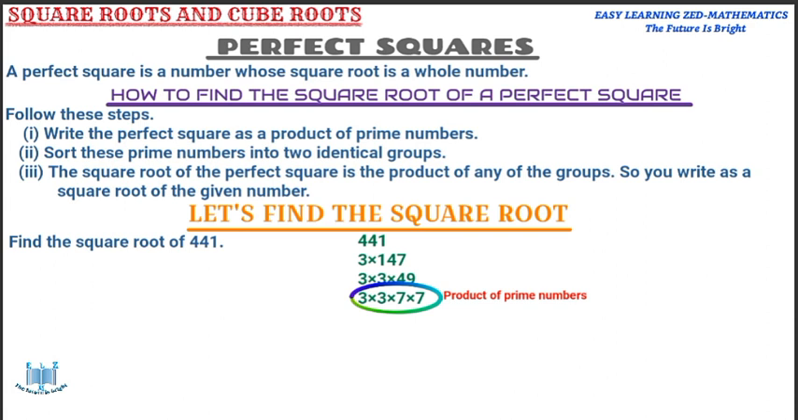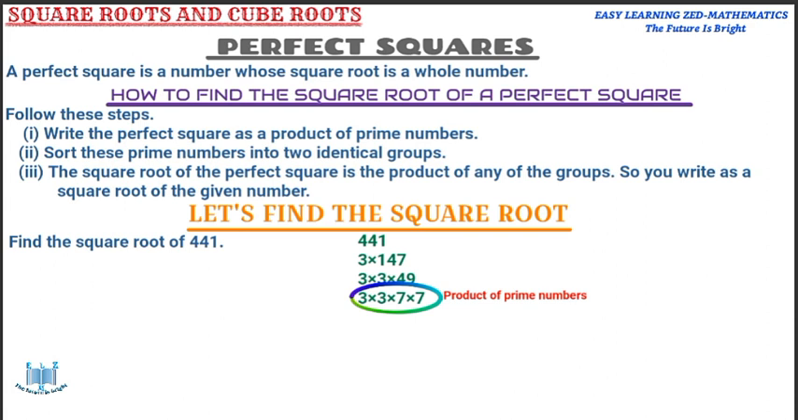Okay, once we have done that, which means we have done the first point, which is expressing the perfect square as a product of prime numbers. So we have done that. We have written 441 as a product of prime numbers. Now the next step is sort these prime numbers into 2 identical groups.